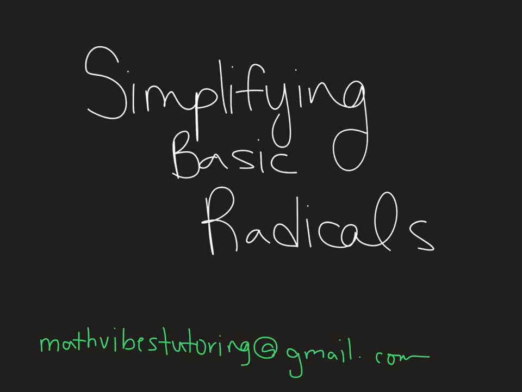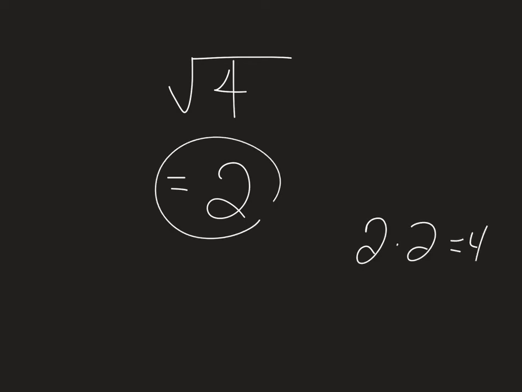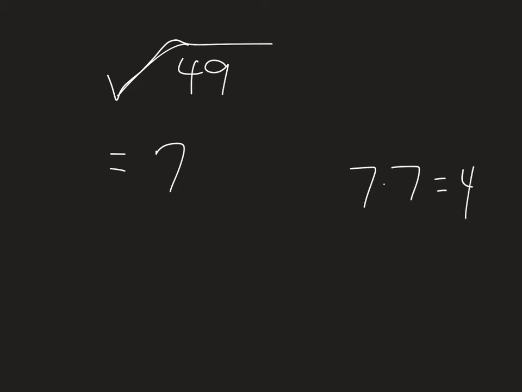Okay, now when we're talking about radicals, of course, we are talking about things that look like this. Okay, that square root stuff. All right, now we know basic square roots. If I said find the square root of 4, you know you're going to tell me 2. And why is that? Because 2 times 2 equals 4. Or maybe I asked you to find the square root of 49, and you would say, oh, that's easy, that's 7, because 7 times 7 equals 49.